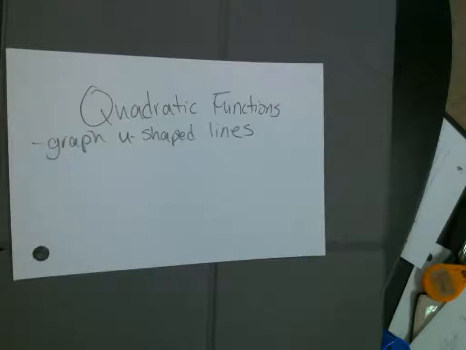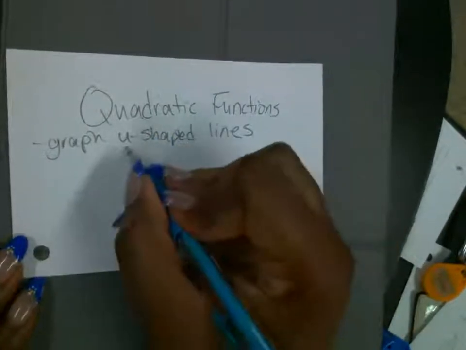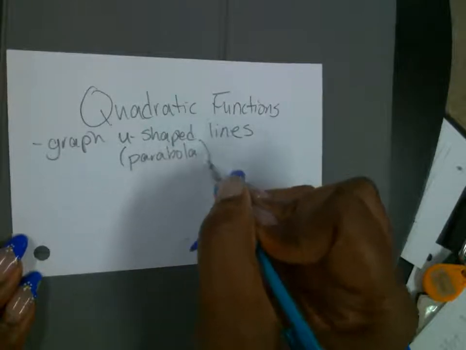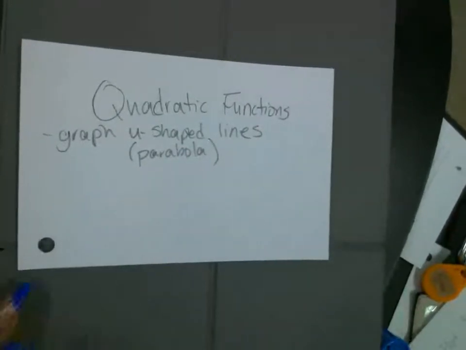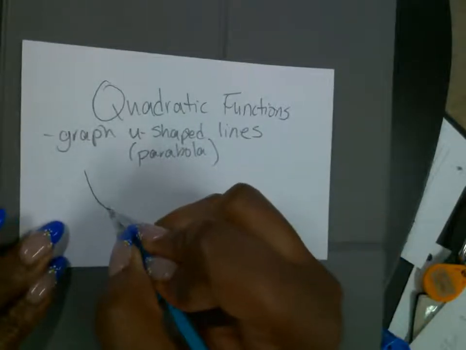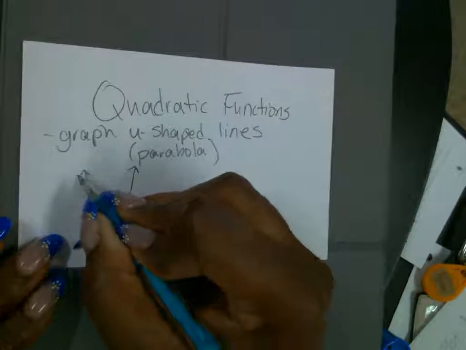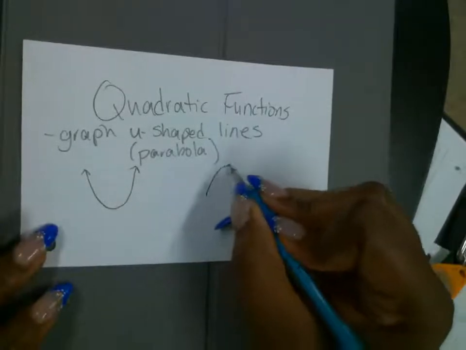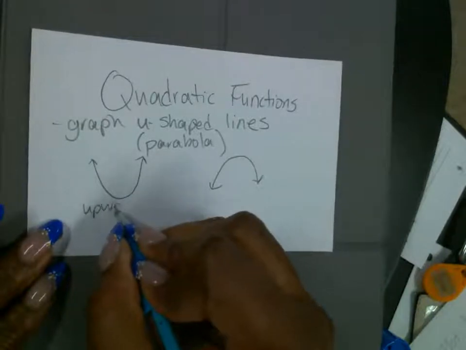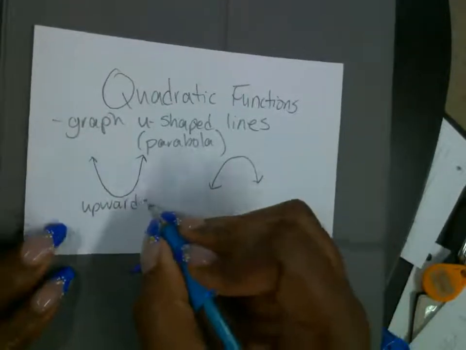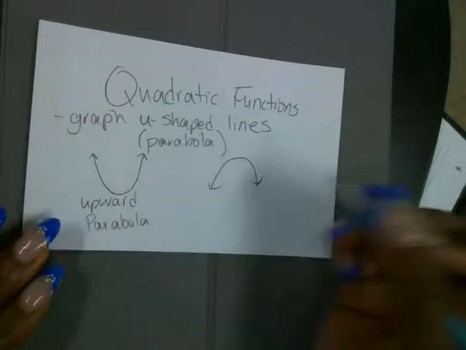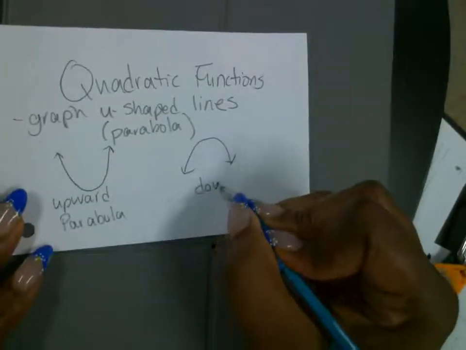Graph U-shaped line. A U-shaped line is called a what? Parabola. You have two types of quadratic functions: U-shaped lines that go upward and U-shaped lines that go down. This one is an upward parabola, and this one is a downward parabola.